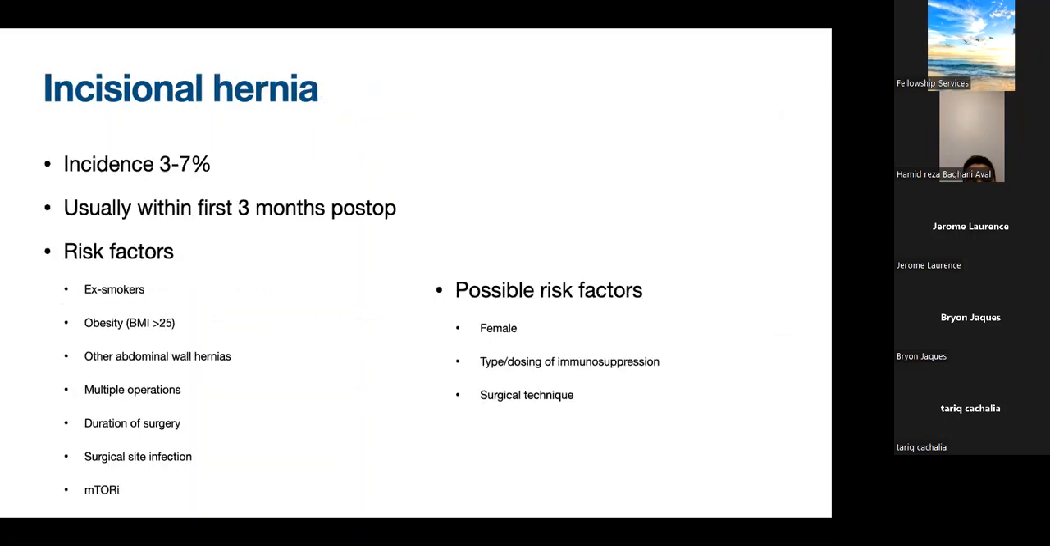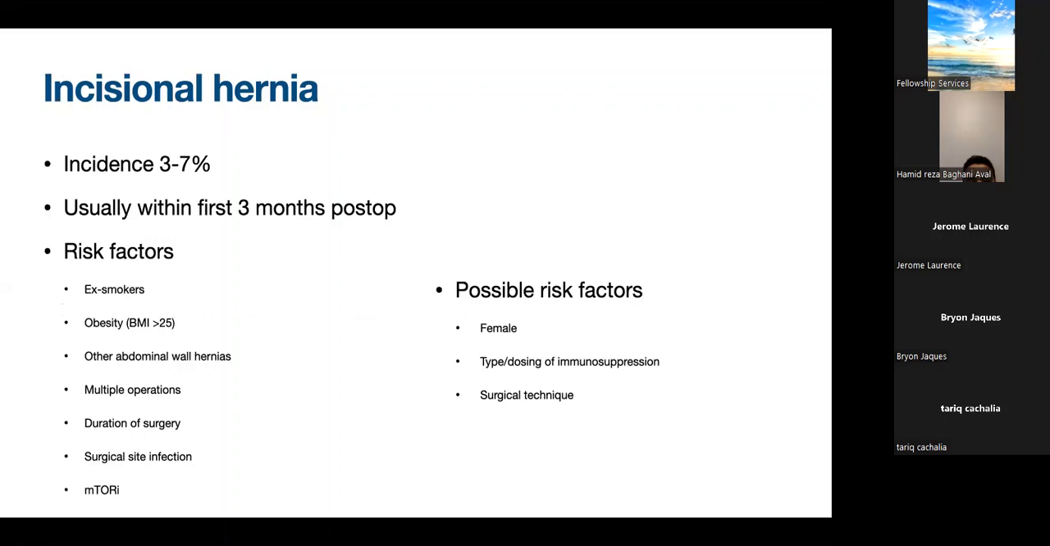Incisional hernia is another significant problem in transplantation, with an incidence of up to 7%. It usually occurs within the first 3 months post-operatively, and there are lots of recognised risk factors again: obesity, coexisting hernias, multiple previous surgeries, a longer surgery, and complications related to surgery. The use of sirolimus, mTOR inhibitors, also affects the risk of incisional hernia.